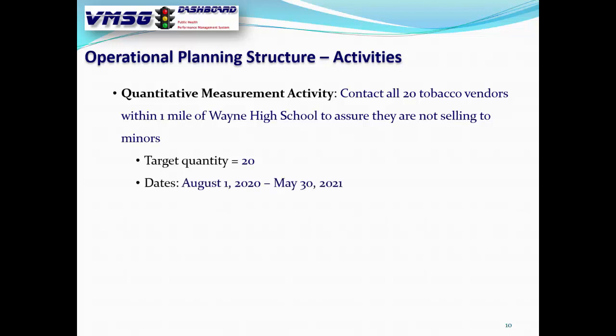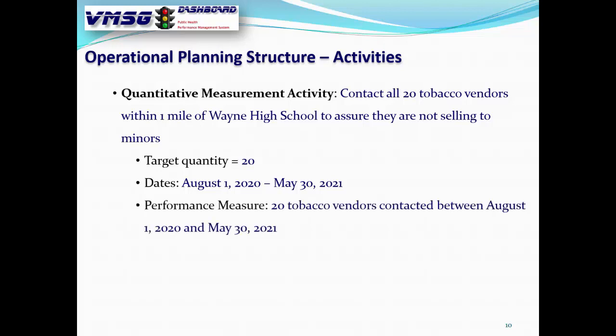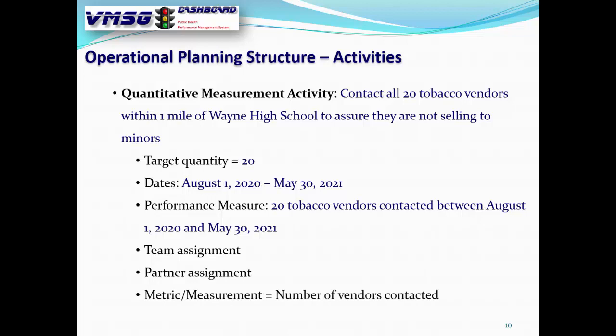Then we'll set the date range to August 1st, 2020 through May 30th, 2021. The performance measure is automatically generated from the data points entered into the QM activity wizard. In this case, the performance metric will be 20 tobacco vendors contacted between August 1st, 2020 and May 30th, 2021. Again, we'll assign team members and a team lead, as well as any external partners. The input metric or measurement each month will be the number of vendors contacted.